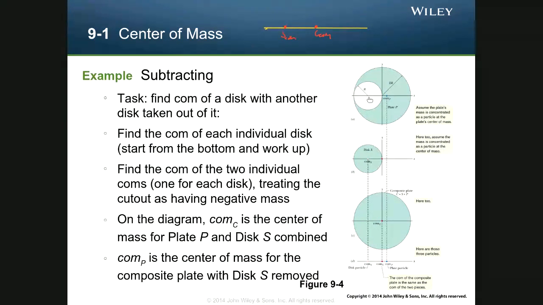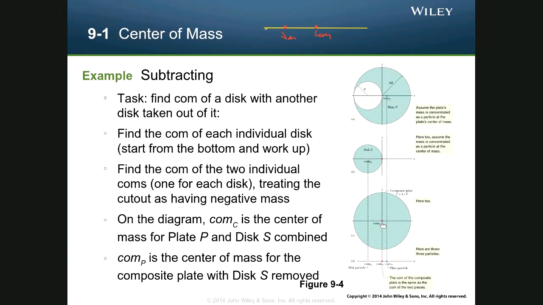Abstractly, I do, but still, I don't know. Maybe I have an issue with the slide itself. The fourth and the fifth bullet point are kind of confusing for me. I actually haven't even read the fourth and the fifth bullet point, so let me look at them. Okay. On the diagram, C is the center of mass for the plate and disk S combined. So the fourth bullet point is just talking about this point right here.